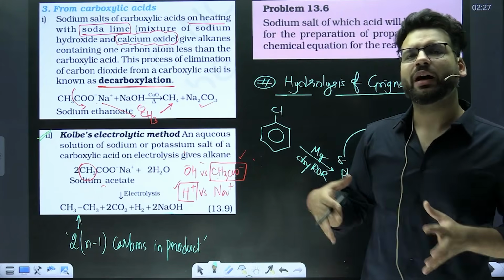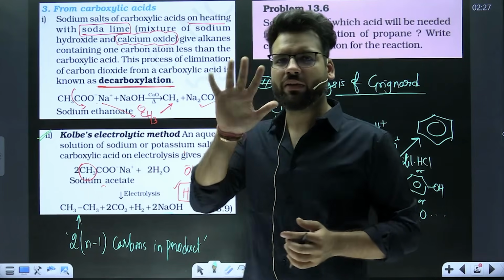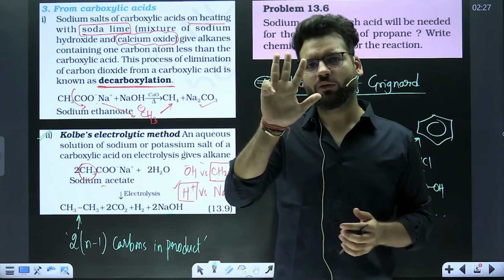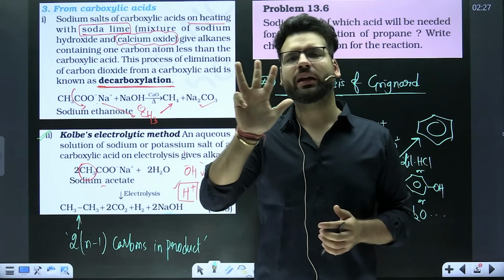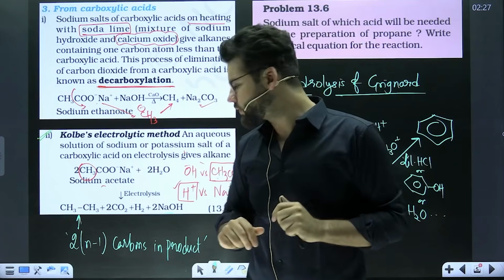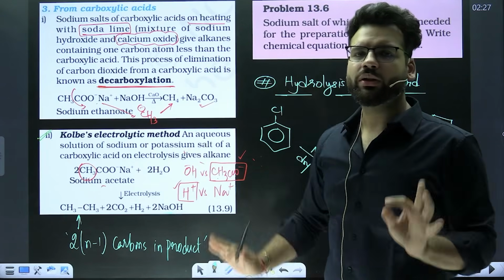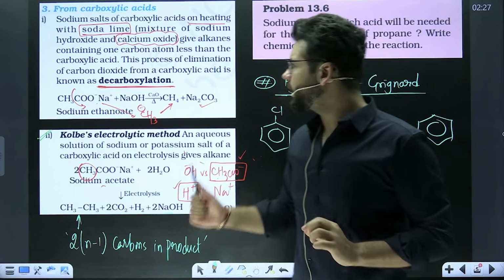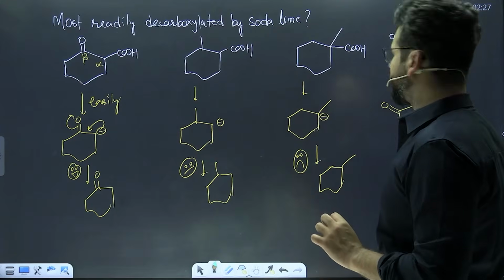N minus 1 gives you the alkyl. If N carbons are there in the carboxylic acid, say 5, 1 will go out as carbon dioxide, and the remaining are N minus 1, that is 4. And then coupling will happen between the two radicals. This is the overall reaction. The mechanism is given in the NCERT. I can show you the mechanism here as well.